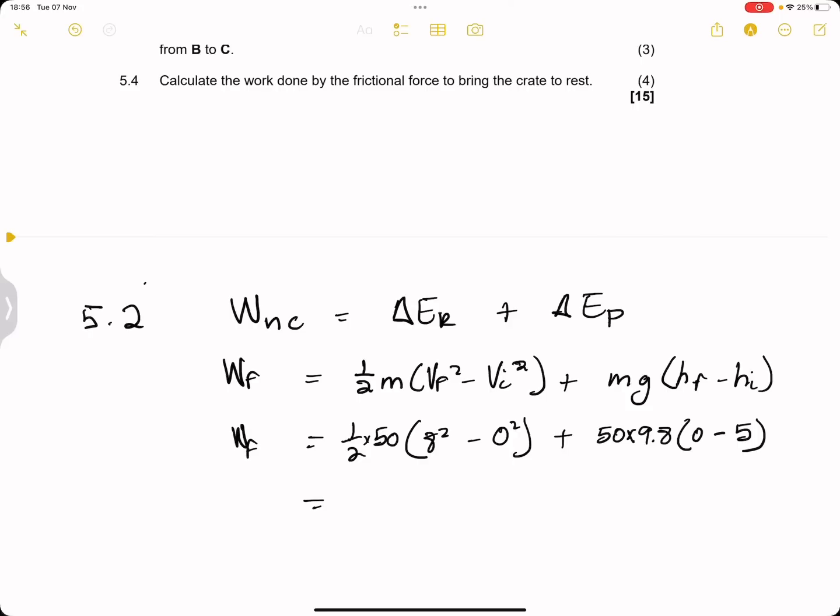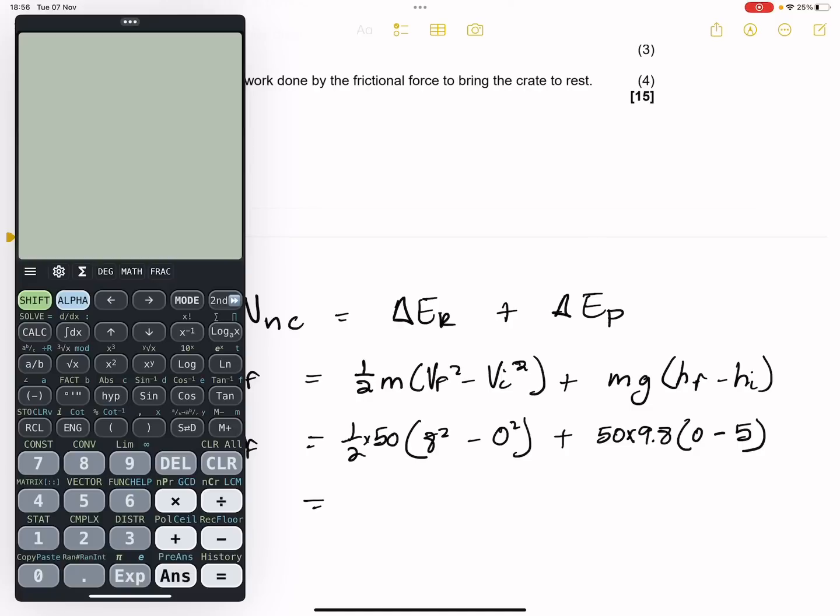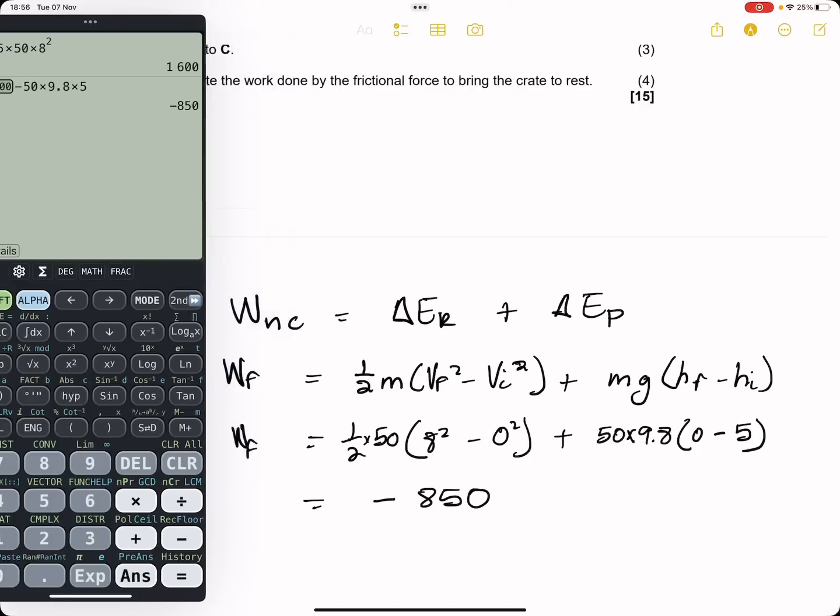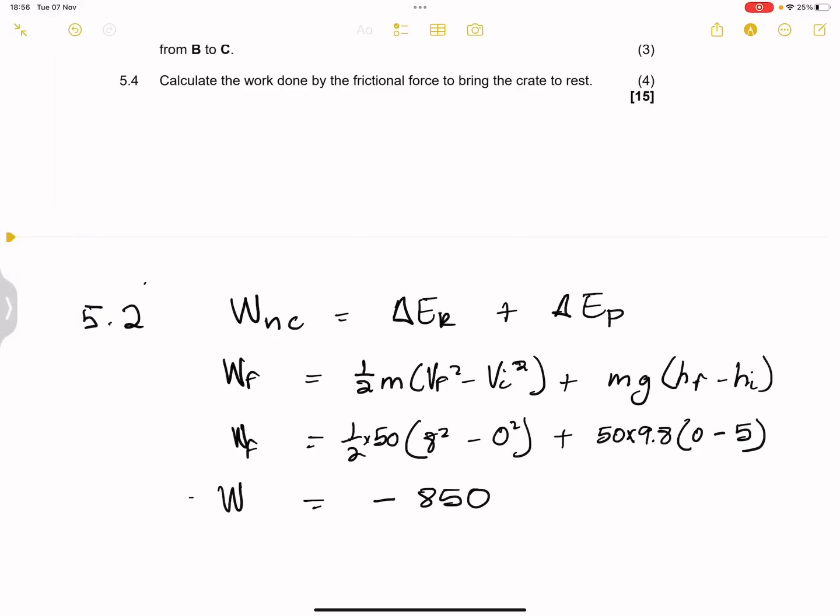Right, so let's try and get a value for that quickly. This is 0.5 times 50, multiplied by 8 squared, so we get a value there. Now, we've got 50 times 9.8 times a negative 5. So I'm going to actually say that gives us minus 50 times 9.8 times 5, so I've taken that 5. So I get there minus 850. So that would be the work done by friction.